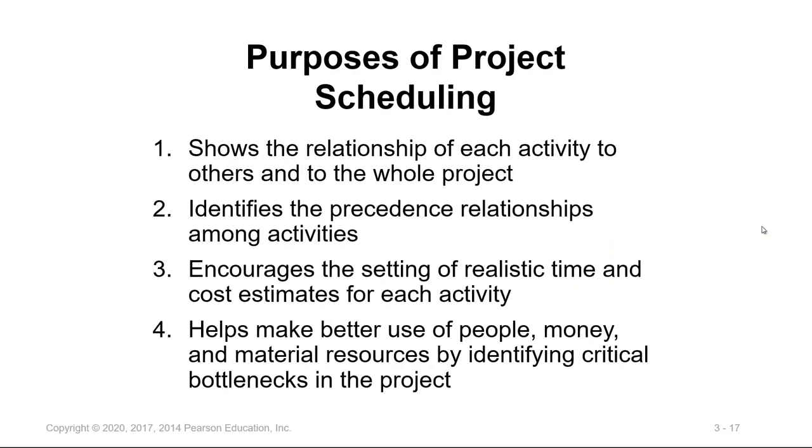Project scheduling shows the relationship of each activity to others and to the whole project. It identifies the precedence relationship among activities, which activity comes first or before the other, and which comes after. It encourages the setting of realistic time and cost estimates for each activity. And it helps make better use of people, money, and material resources by identifying critical bottlenecks in the project. When you have a problem, then you need to identify that problem, the bottleneck, and you need to assign the proper resources to make sure that this bottleneck will not stop or delay the whole process of the execution of the project.